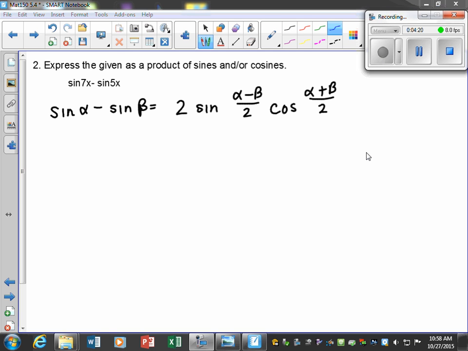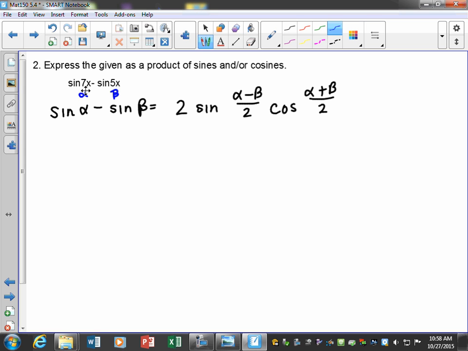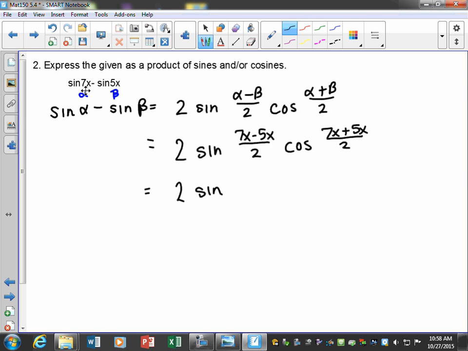Good. So let's identify alpha and beta and then plug those into our formula. We have 2, alpha is 7x, beta is 5x, over 2, cosine. Now we simplify this next step: 7x minus 5x. I'm just going to write it down so you see all the steps. At this point in your homework you can pretty much simplify in your head, but let me do it for the sake of notes. Then you would simplify this to sine of x cosine of 6x. And that's where we stop.